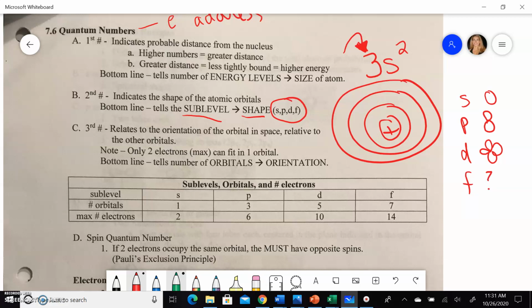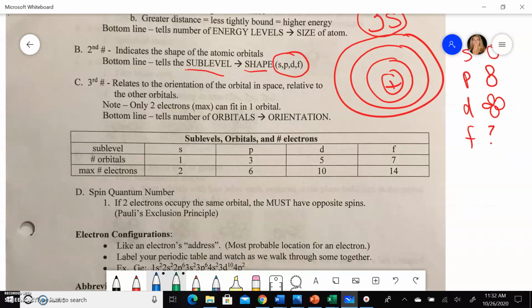So this second quantum number right here is telling me the shape. So the combination of the 3 and the S together describes a region of space that we call an orbital. 3 is telling me how far it is from the nucleus, and S tells me what shape that region of space is. And then the little number up here that we're going to go into in just a minute is the number of electrons that are in that region of space.